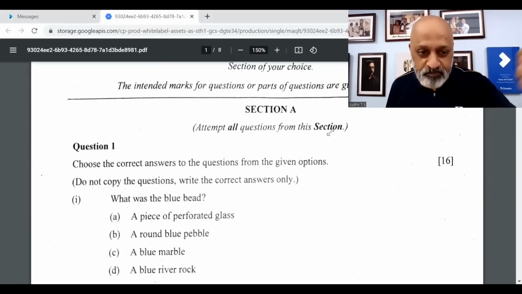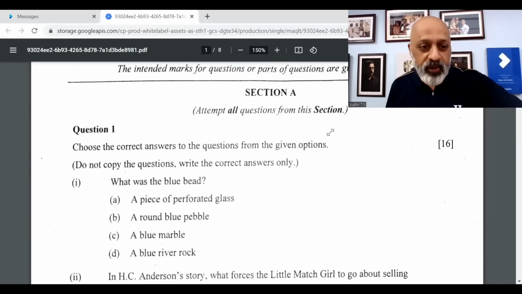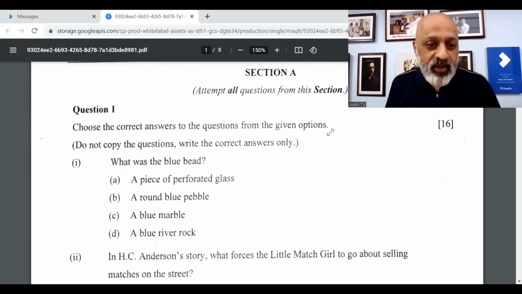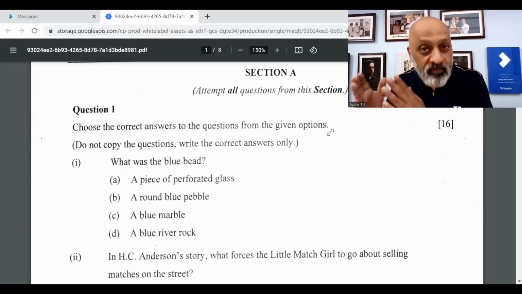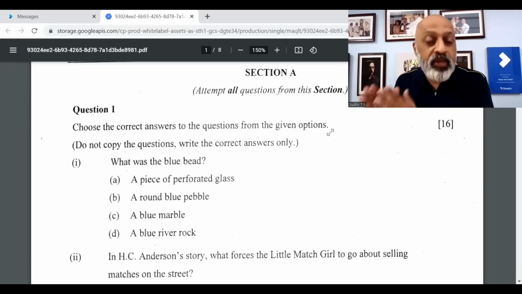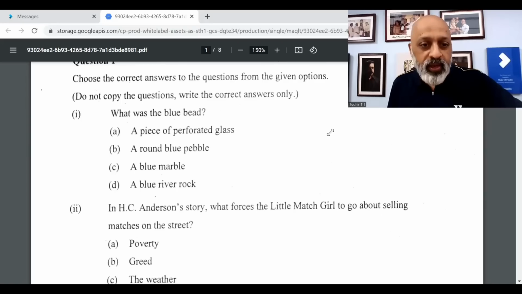Let's get started. What was the blue bead? A piece of perforated glass, a round blue pebble, a blue marble, or a blue river rock. Very clearly in the text, the author has said it was a glass piece and it was perforated. So option A.